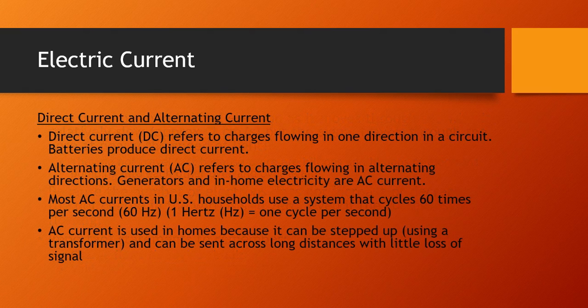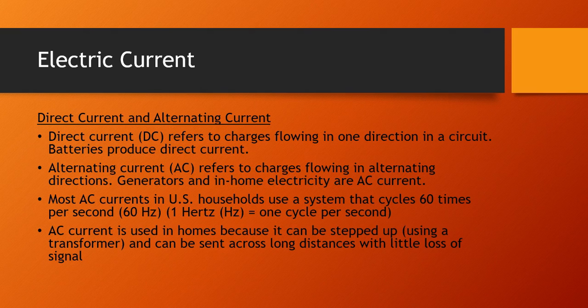Now, there are 2 types of electric current. The first is what's known as direct current, or DC current, and here you have charges flowing in one direction in a circuit. Batteries produce a direct current. You have a positive side and a negative side of a battery, and it produces a current in one direction. The signal in the wire flows through in one direction.